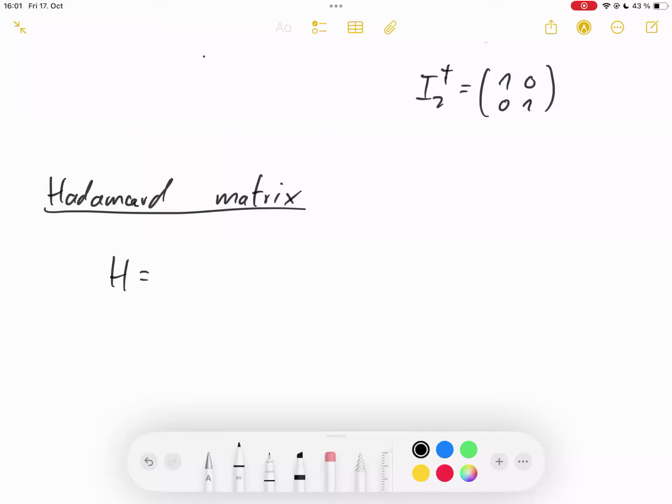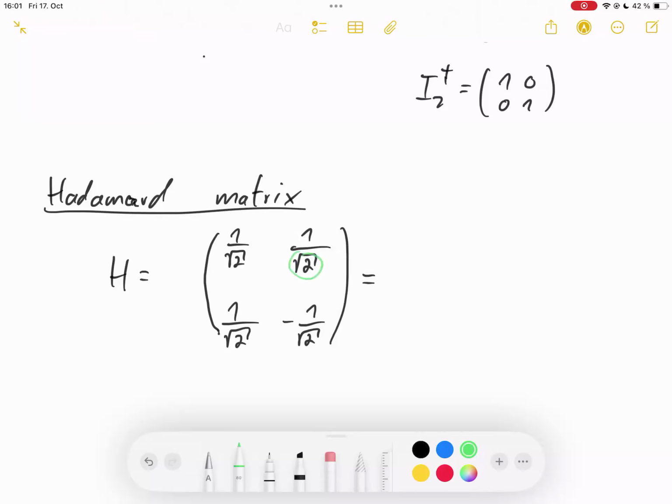We often denote this as H, and one way we could write it is something like this. The first entry is 1 divided by the square root of 2. The second entry is 1 divided by the square root of 2. And the next one is 1 divided by the square root of 2. And the last one is minus 1 divided by the square root of 2. This Hadamard matrix turns out to be super helpful in quantum computing, and we will study it in a few weeks, and we will see why it actually looks exactly like this.